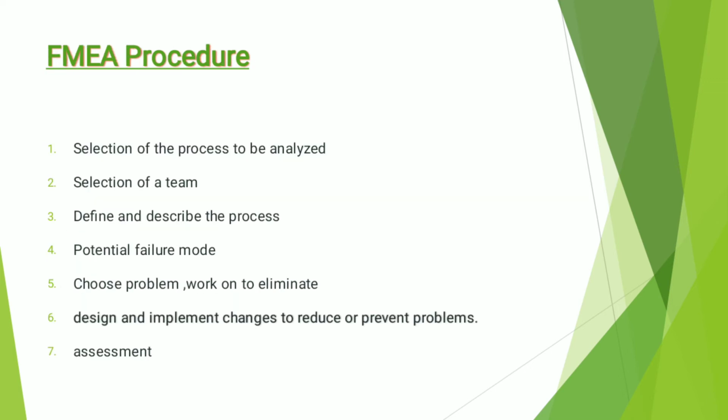Now I move on to explain the 7 basic steps to perform FMEA. The first step is to select a process you need to analyze. In this step, choose a process which is or may be known to be problematic in the system or in the processes in your organization. After choosing the problematic process or system, you need to select a team.